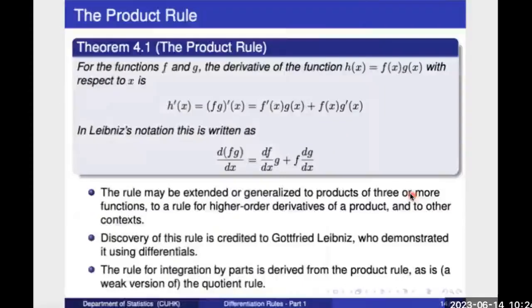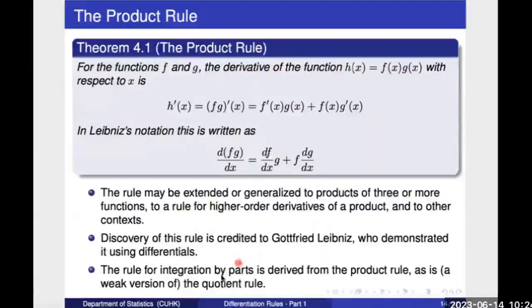It states that for functions f and g, the derivative of their product h of x equals f prime of x times g of x plus f of x times g prime of x with respect to x. This rule may be extended or generalized to products of 3 or more functions or higher order derivatives of a product. Discovery of this rule is credited to Gottfried Leibniz, who demonstrated it using differentials.